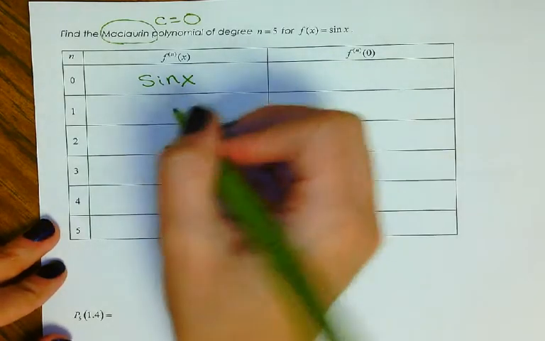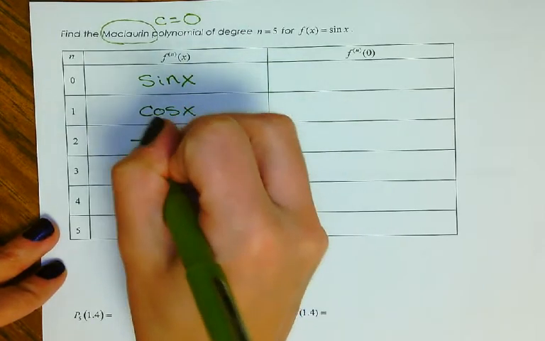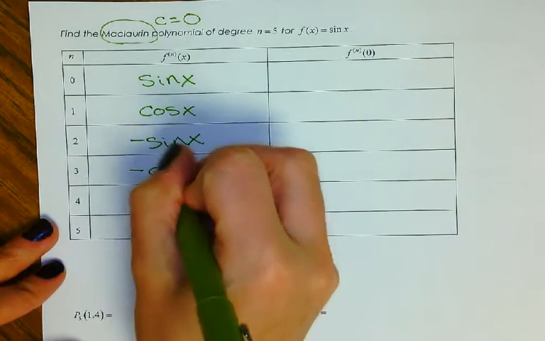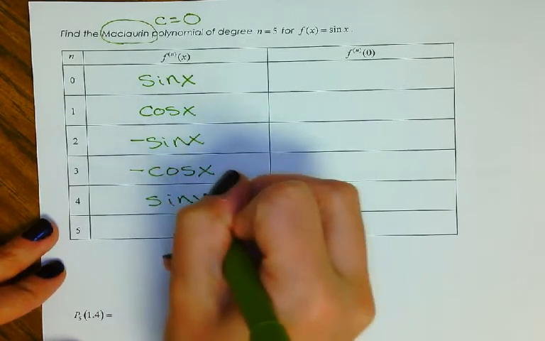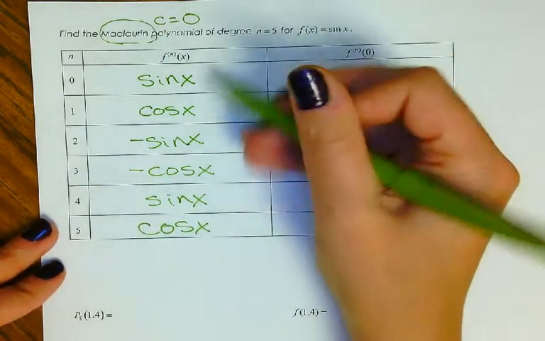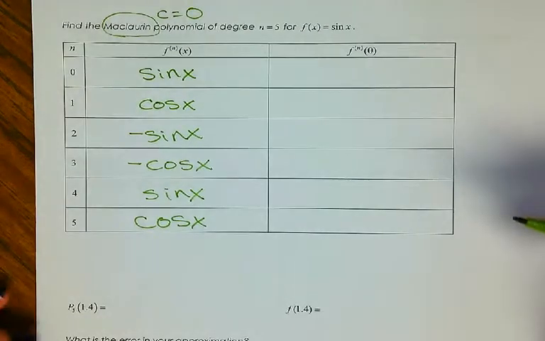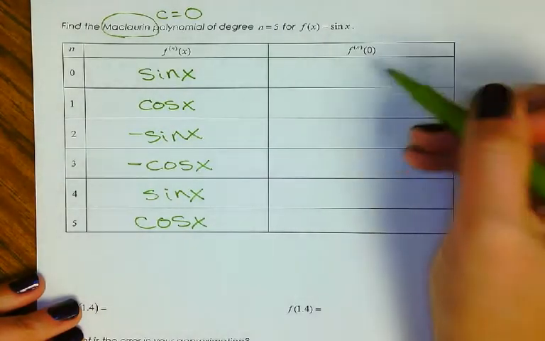So I start by taking a bunch of derivatives. The derivative of sine is cos. Derivative of cos is negative sine. Derivative of negative sine is negative cos. And then we get back to sine again, and then cosine again. So I just took derivatives going down. Again, this kind of table won't be given to you on the AP exam, but for these first couple, it's a way to organize my thoughts.